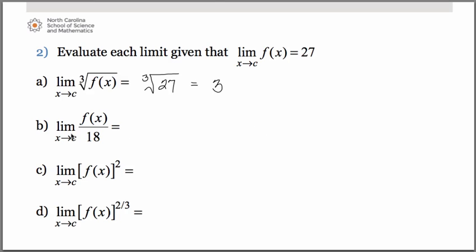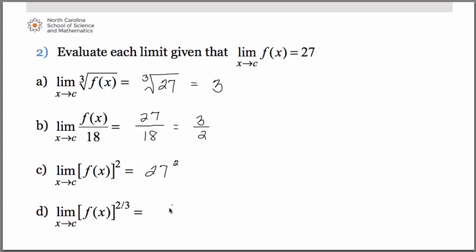In letter B, we want the limit of the function divided by 18, so we're going to do 27, which was the limit of that function as x approached c, divide that by 18, and we can simplify that to 3/2. In letter C, we want the limit of the function squared, so we simply take the limit, which was 27, and we square that. We can leave it like that or do it out. Unfortunately, I don't have my calculator available.